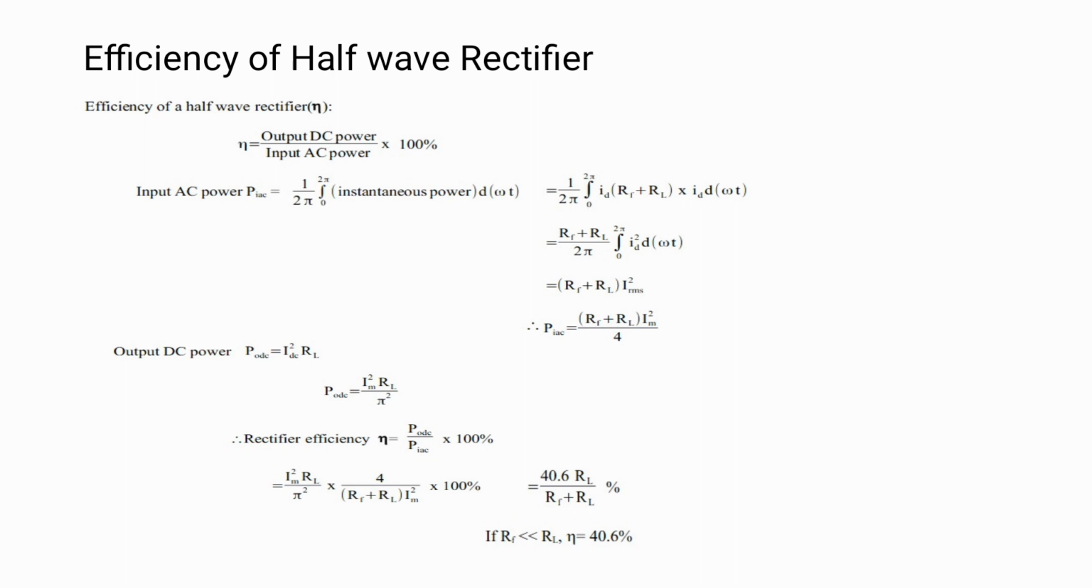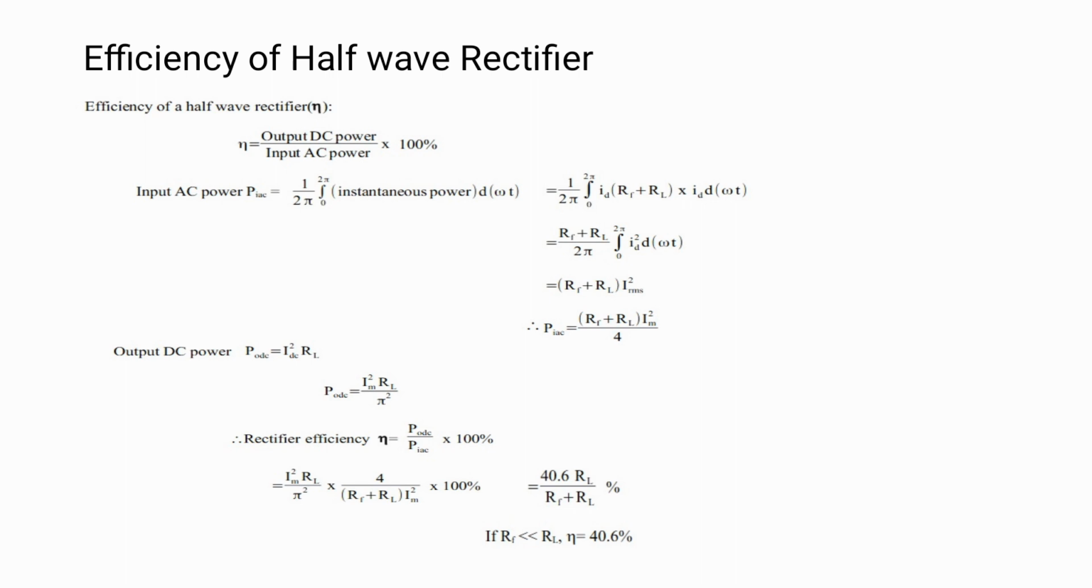Next we have to calculate the output DC power, which is PODC. Previously it is PIAC because it is input AC power, and this is output DC power, PODC. This is the DC power delivered to the load. So it is IDC square into RL, and we know the value of IDC, which is equal to Im by pi. So PODC equal to Im square RL by pi square. Now we have to find the rectification efficiency, which is equal to PODC by PIAC. Just put the values, and we have 40.6 RL by (RF plus RL) percent.